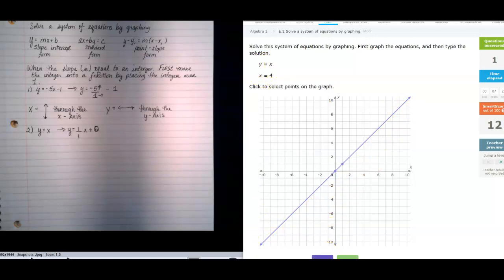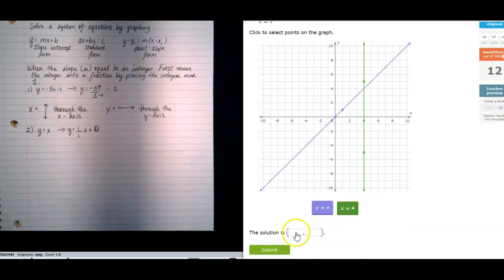Then I'm going to click my next line, x equals 4. So I come over here. I know that's going to be a vertical line going right through the x-axis at 4. It doesn't matter where you click on this line. And then we're going to look at where they cross. They cross at 4, 4.